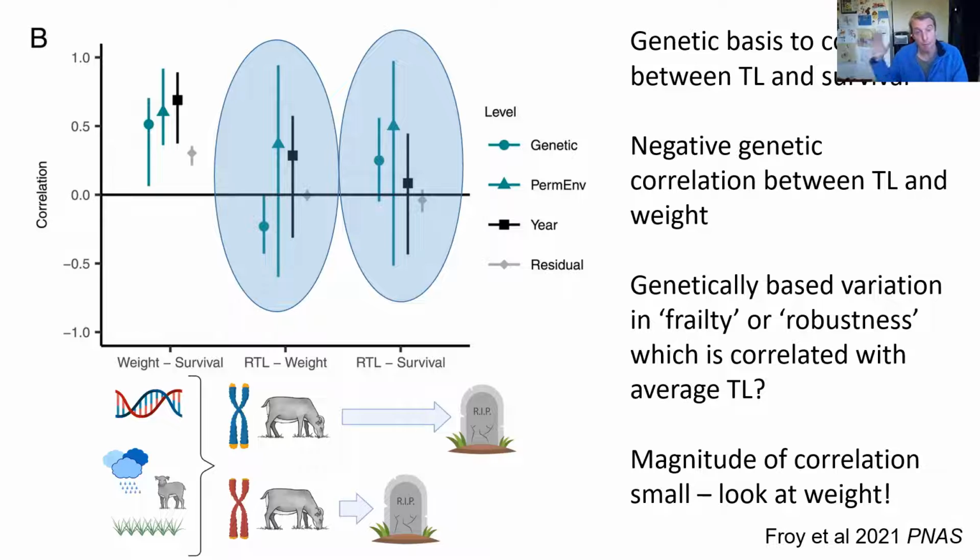But it's very important to caveat the magnitude of these effects, these associations between telomere length and survival. So if you compare the RTL survival correlations with those with weight, you can see they're a lot lower. So it's important to keep in mind that these are effects of quite small magnitude compared to a measure that we know and is well established as an important predictor of fitness outcomes.